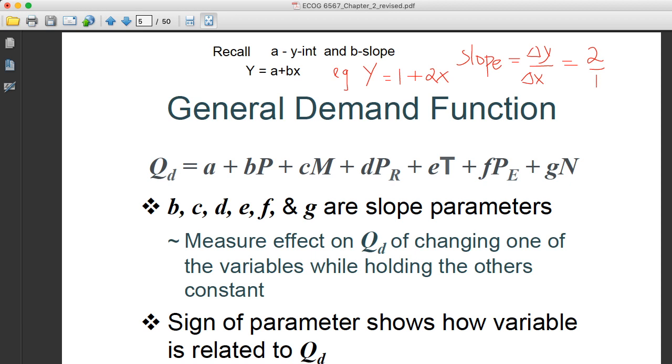Is everybody okay with me writing it like that? 2 is the same as 2 over 1, right? So what it means is, start on the bottom. For a 1 unit change in x, there is a 2 unit change in y.